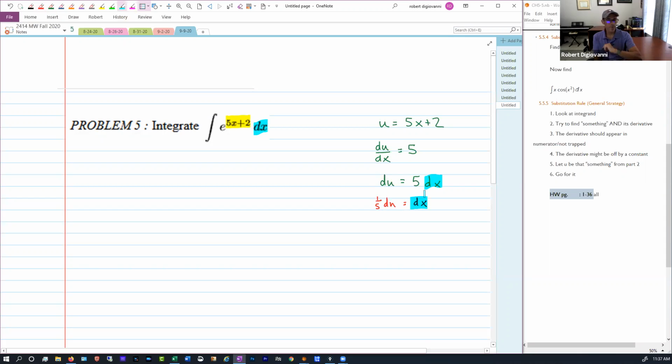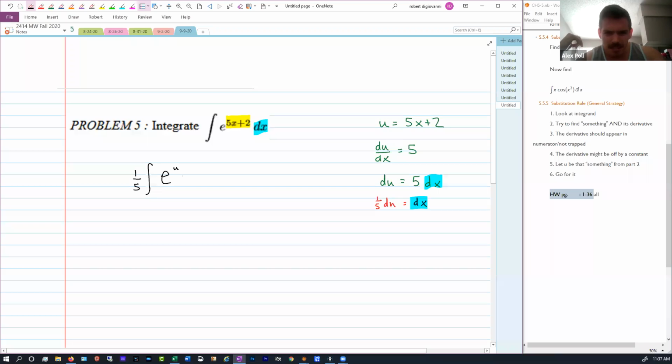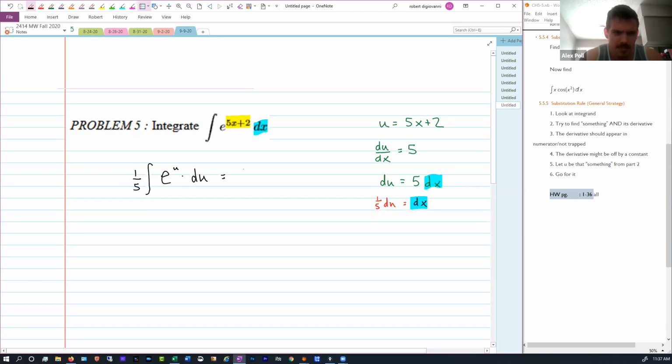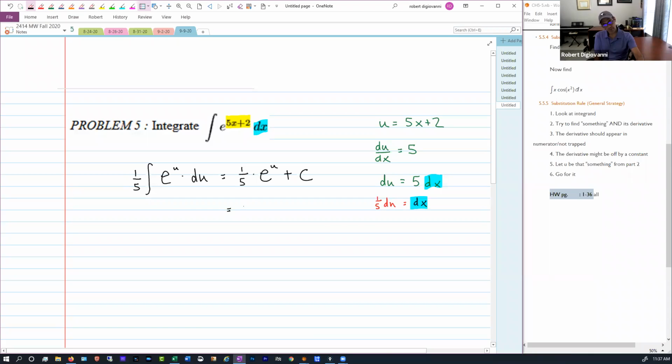I think this one's working out pretty nice, isn't it? Okay, go ahead. So what's the new integral? Can we put the 1/5 out to the front? All right, cool. And then e to the u times du. Now you just look at that and ask yourself, do you know the antiderivative of that? Isn't that just e to the u? That's itself, plus c. Then you just replace the u, and we should be done.